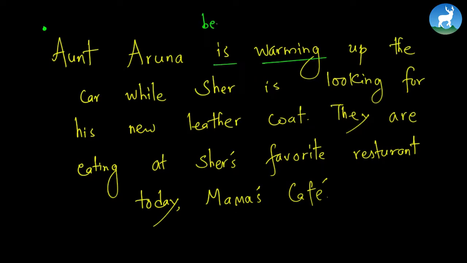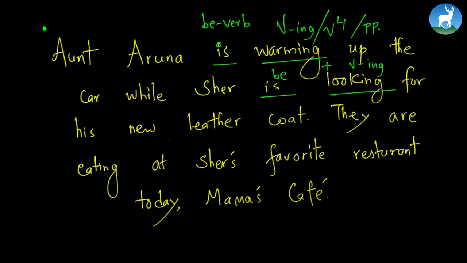So we have a be verb followed by the VING, or the V4, also known as the present participle, right? So this is the structure: be verb followed by the VING. Aunt Aruna is warming up the car while Sher is looking. So again we have a be verb followed by a VING for his new leather coat. They are eating. Again a be verb followed by a VING at Sher's favorite restaurant today, Mama's Cafe. Alright, so this is the simple example.